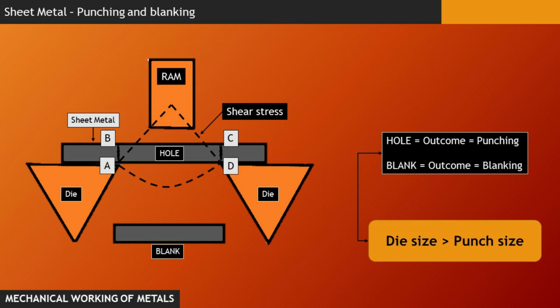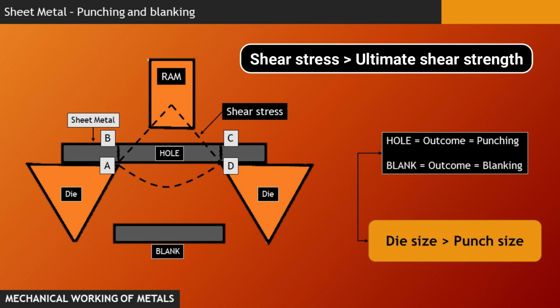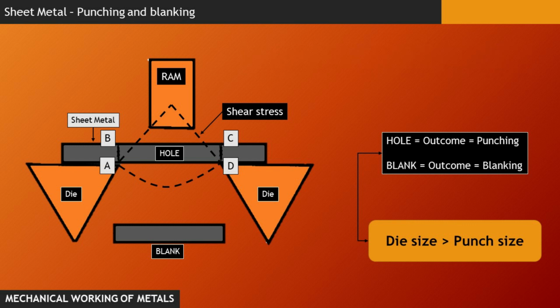And the material here is our sheet metal. If the shear stress becomes greater than the ultimate shear strength of the workpiece material, then cracks will be formed at 4 points A, B, C and D, as you can see here. If the cracks meet at the center, then some material gets removed, leaving behind a hole on the workpiece.